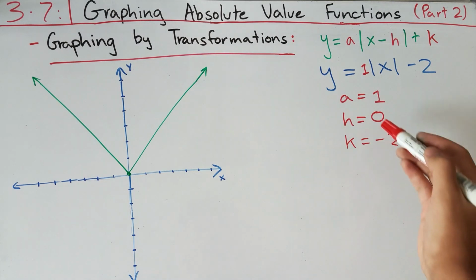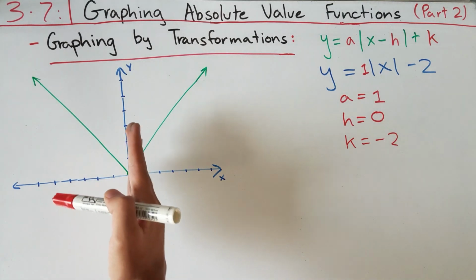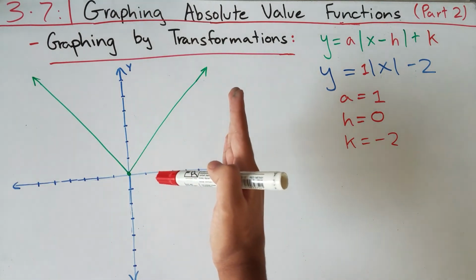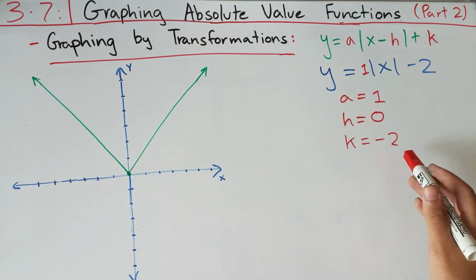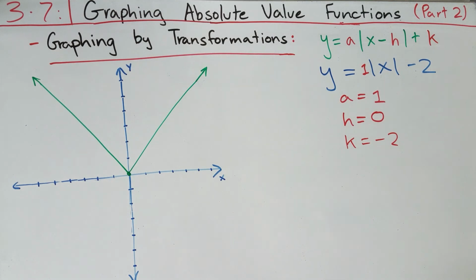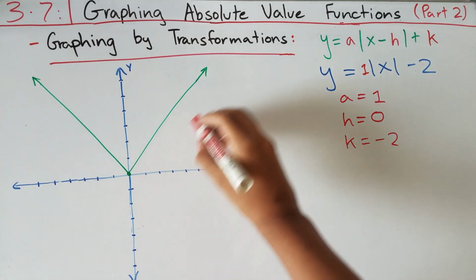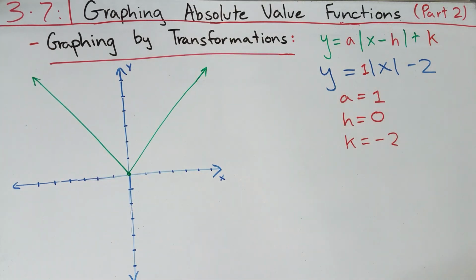Our h value is 0, meaning that we're not shifting the function to the left or to the right by any unit. Finally, we're given that the k value is equal to negative 2. Now this value of k equals negative 2 will affect where our y-intercept will be for the function y equals the absolute value of x minus 2. It's simple for this function, so we have only one transformation in this case, meaning that we're going to subtract all of the y values on this parent function by negative 2.